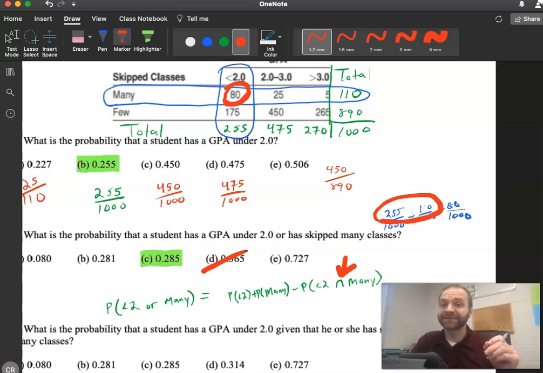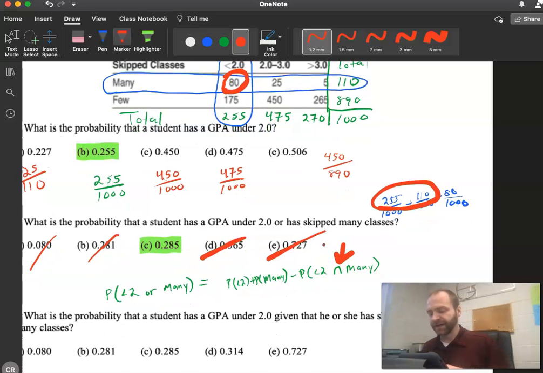So D is probably one of the most chosen wrong answers, because someone just says, oh, it's an OR probability, I add them together, and didn't realize you counted 80 twice on it. And then you have choice E, same thing. I'm not going to go into it. So boom, 285, we're good.